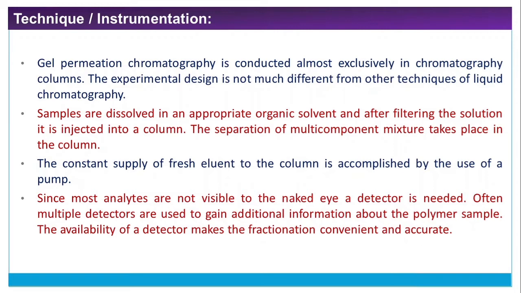As we know, we have to use a detector at the end of the column, so that it detects what components are there and what is the concentration of that component. Often in most techniques we use only one column and only one detector, but in gel permeation chromatography we can use multiple detectors, so that gives additional information about that polymer sample.